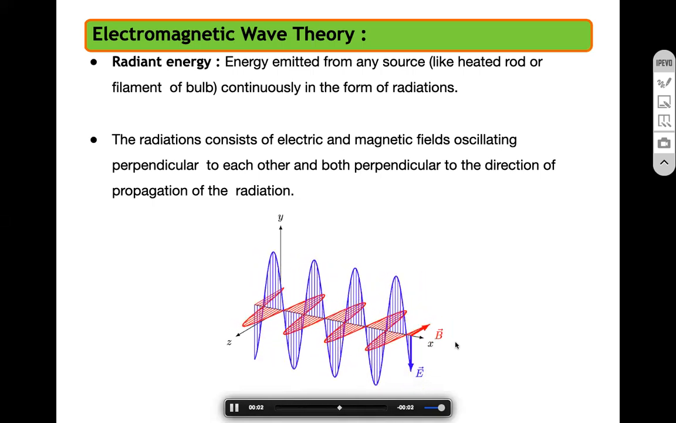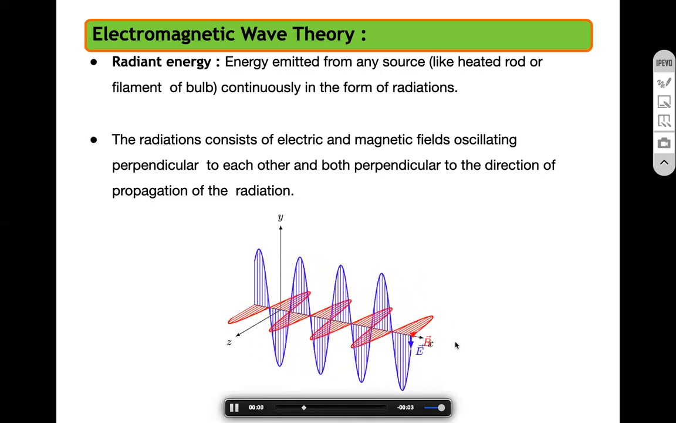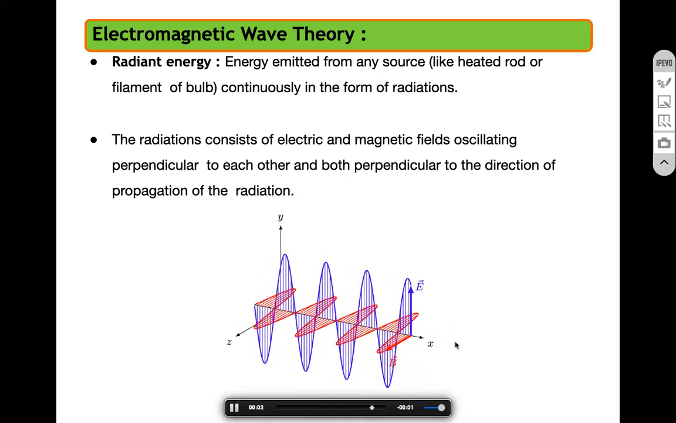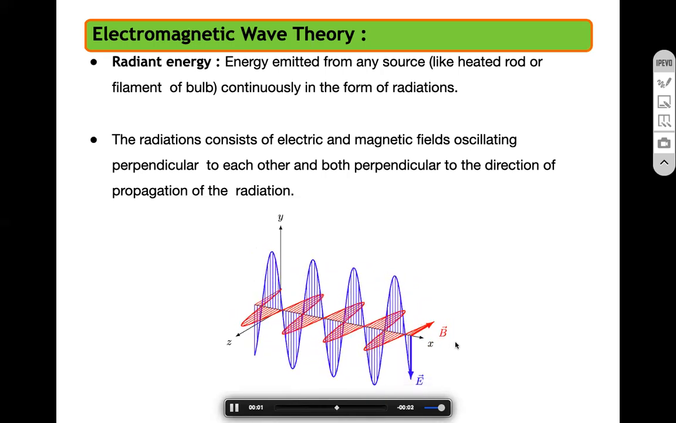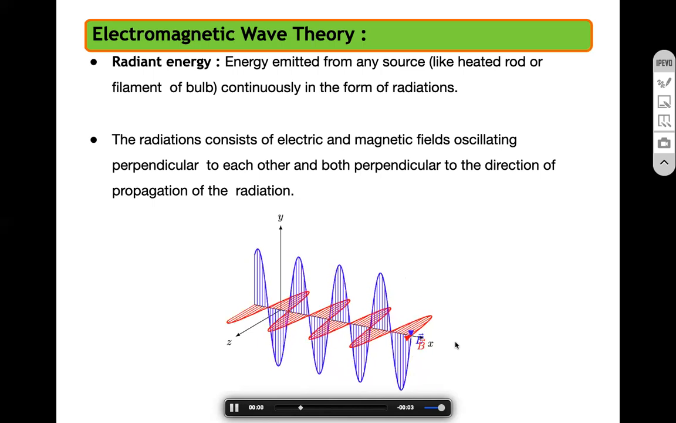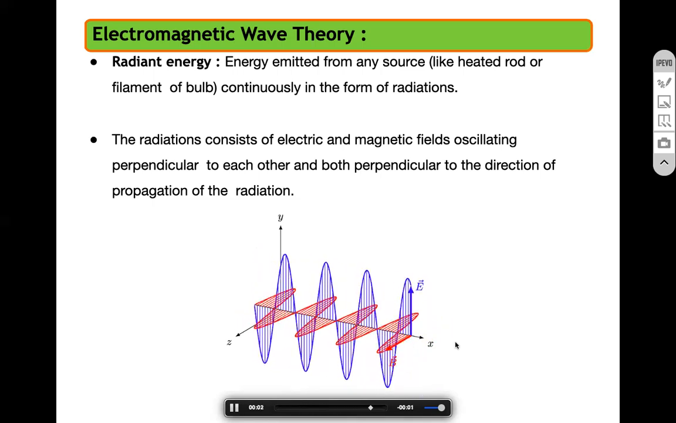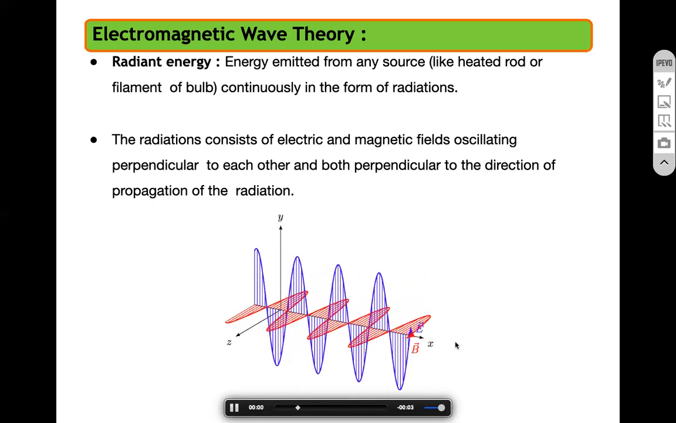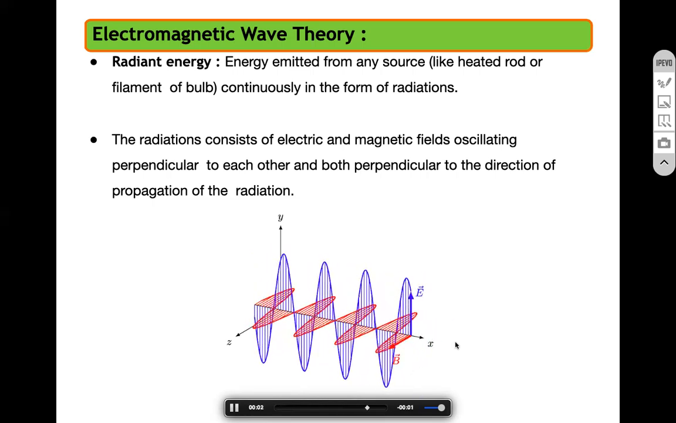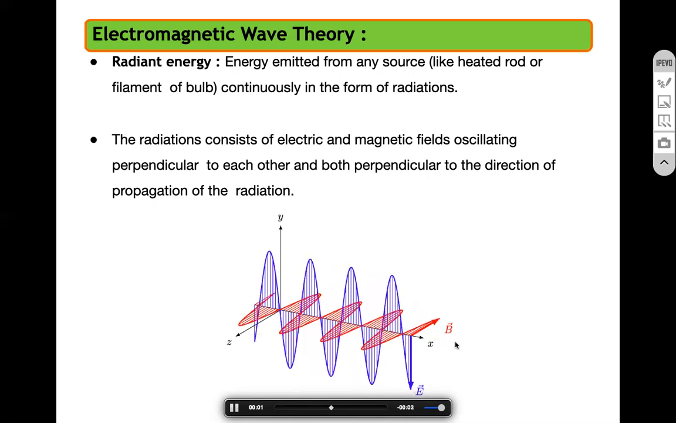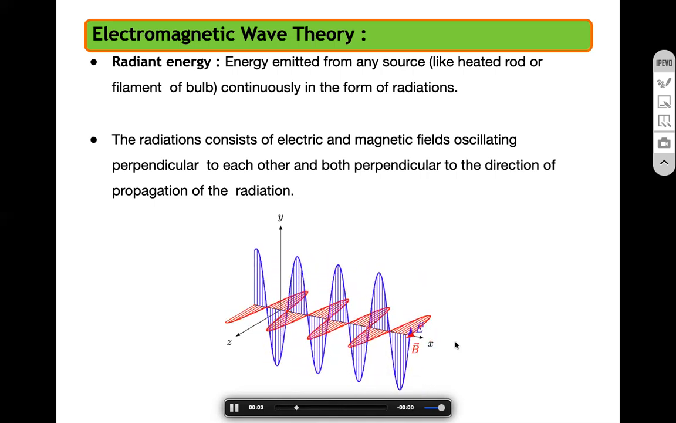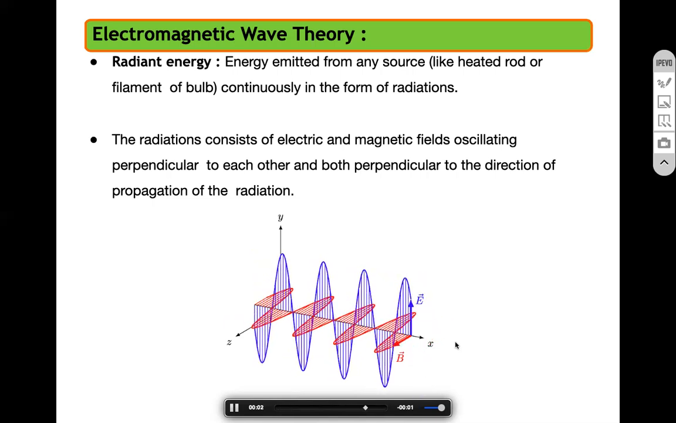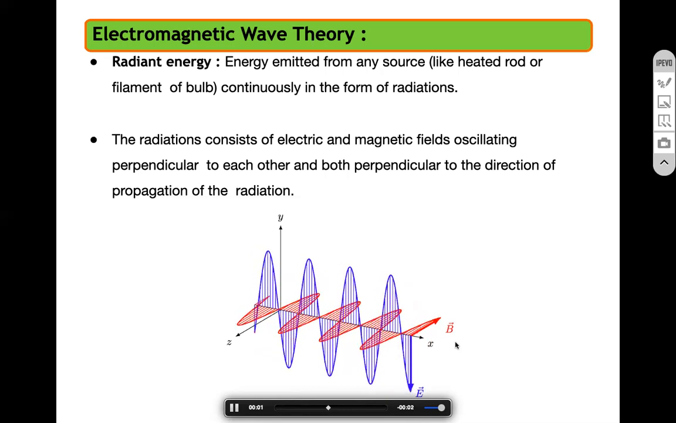Yes or no? The radiation consists of electric and magnetic field oscillating perpendicular to each other and both perpendicular to direction of propagation of radiation. Understood? Any doubt, guys?